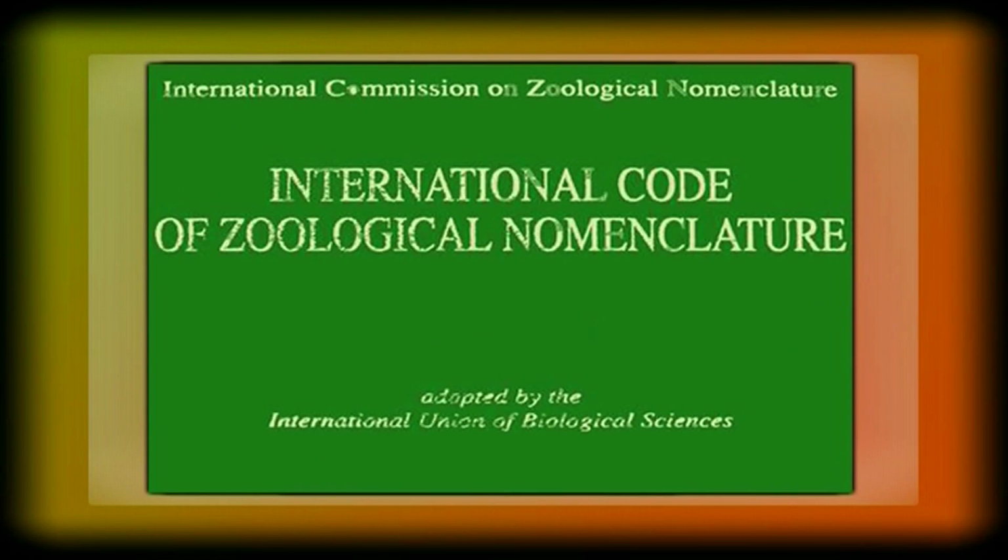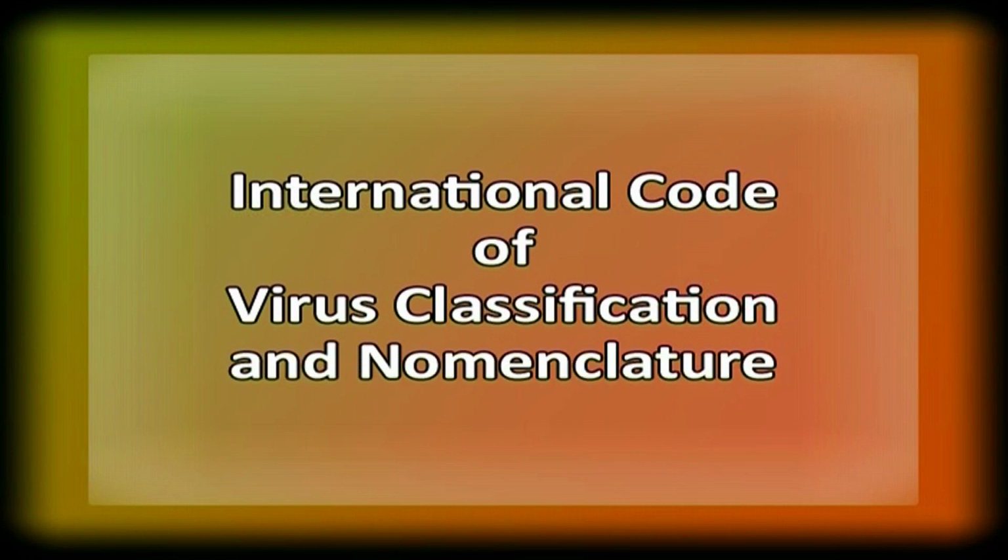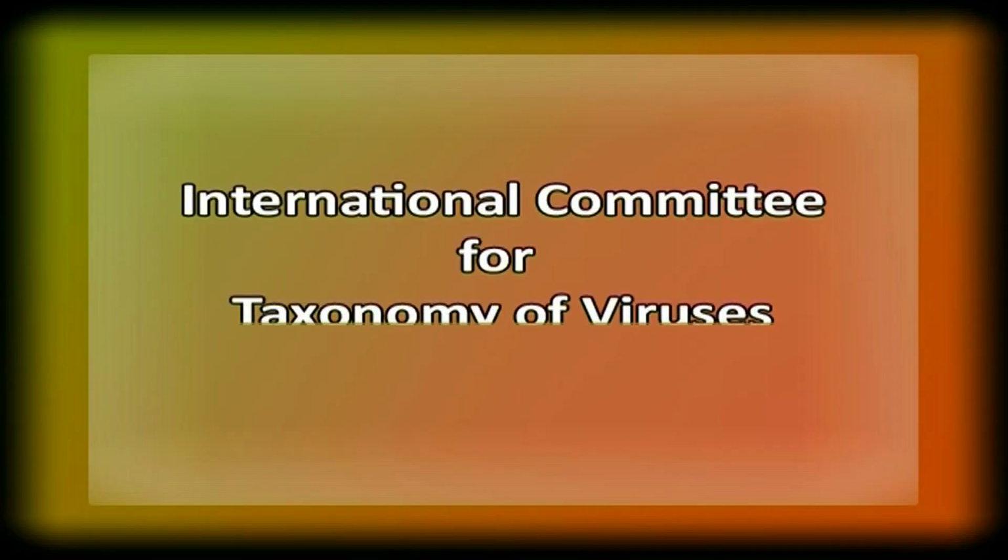Names of animals are governed by the International Code of Zoological Nomenclature (ICZN). Those of bacteria by the International Code of Nomenclature of Bacteria (ICNB), now called the Bacteriological Code (BC). A separate group of viruses is named under the International Code of Virus Classification and Nomenclature. This draft has been developed from the most recent rules of virus classification and nomenclature by the International Committee for the Taxonomy of Viruses (ICTV).